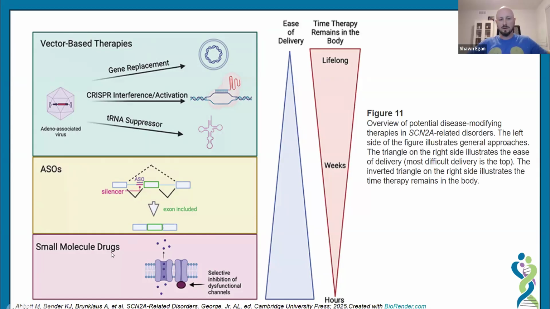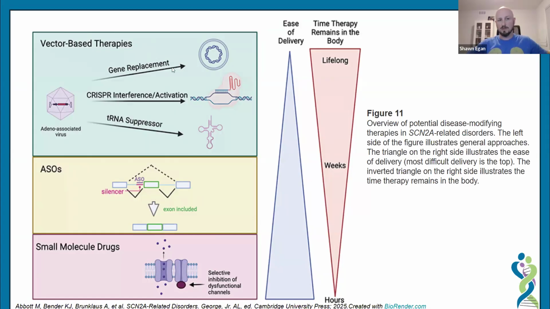So starting at the bottom, small molecules are very easy to deliver. Small molecules are able to get to all areas of your body, often easily crossing the blood-brain barrier to be able to get within the deep regions of your brain. But then they also have very quick washout periods or half-lives. ASOs are harder to deliver, often requiring intrathecal injection with a longer washout period, weeks to months.